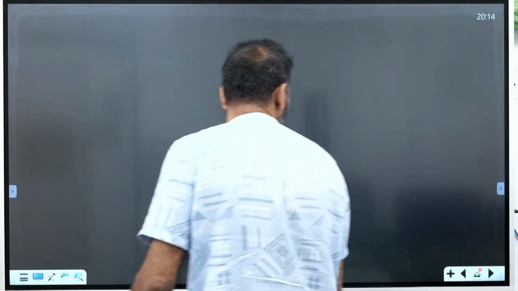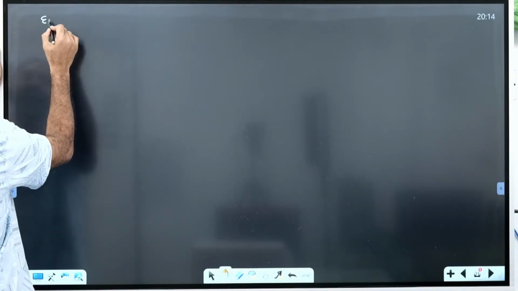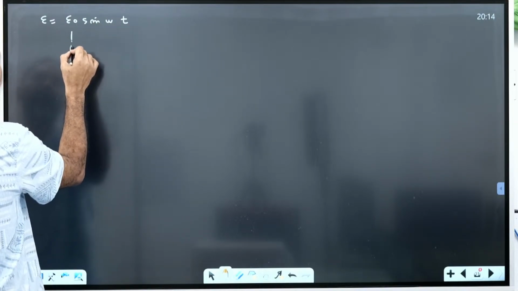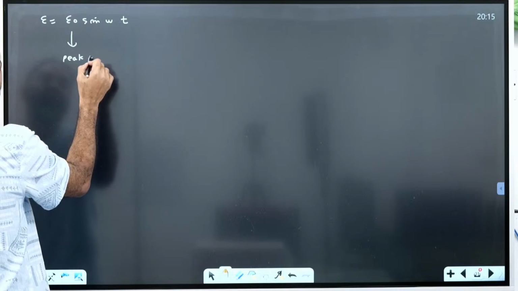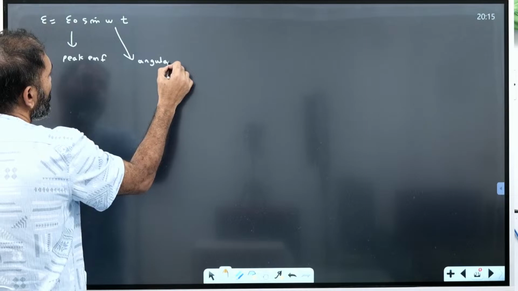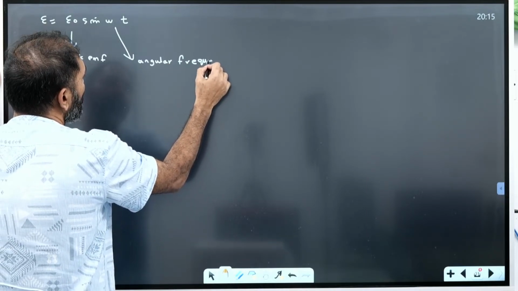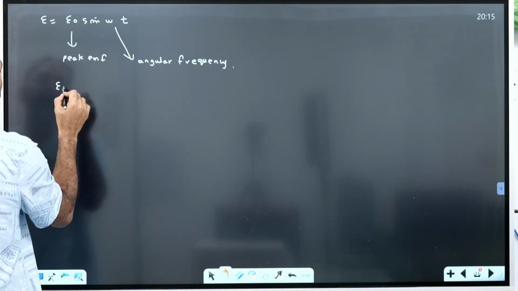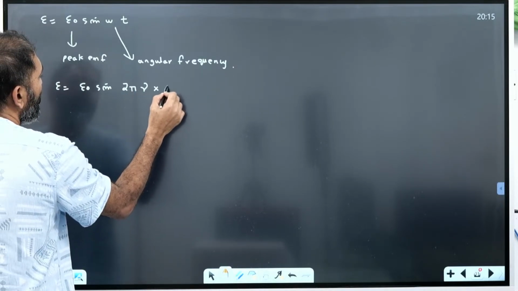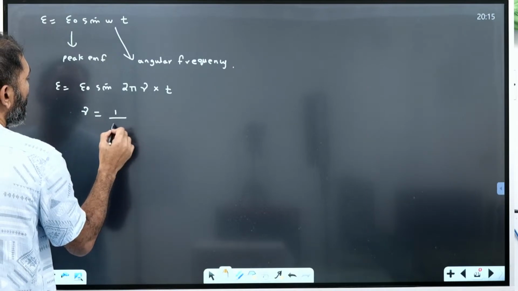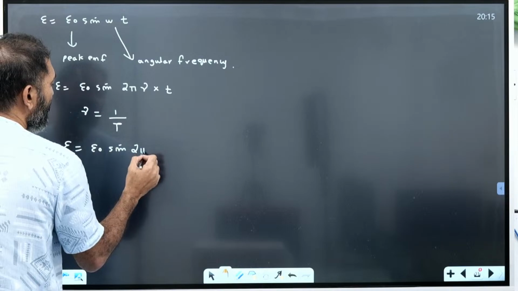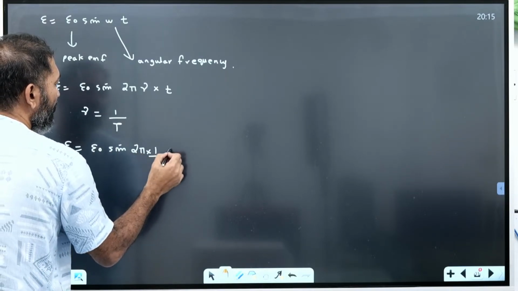See, this induced EMF equation, E is equal to E0 sine omega t, where E0 is the peak EMF and omega is the angular frequency. E is equal to E0 sine, instead of omega, I can write 2 pi nu into t. What is nu? 1 by T. So what is instantaneous EMF? E0 sine 2 pi into 1 by T into t.